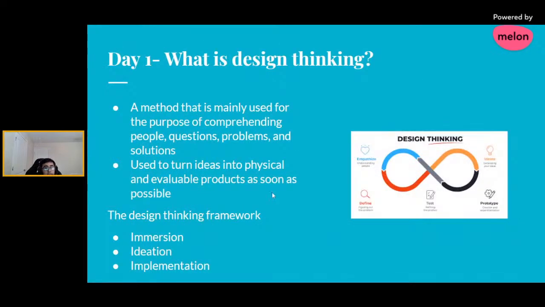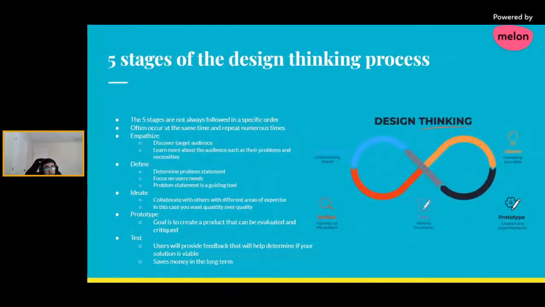Okay, so to start off, what is design thinking? So design thinking is a method that is mainly used for the purpose of comprehending people, questions, problems, and solutions. It's used to turn ideas into physical and evaluable products as soon as possible. And the design thinking framework is made of immersion, ideation, and implementation. So there are 5 stages of the design thinking process. They're not always followed in a specific order, but it consists of empathizing, defining, ideating, prototype, and testing.